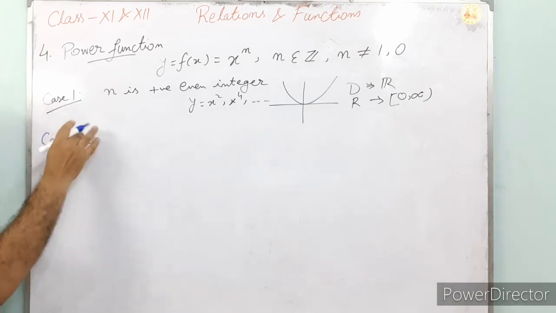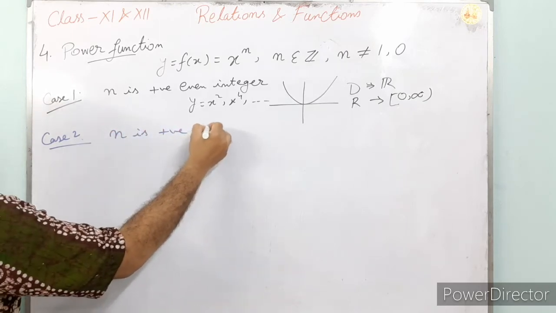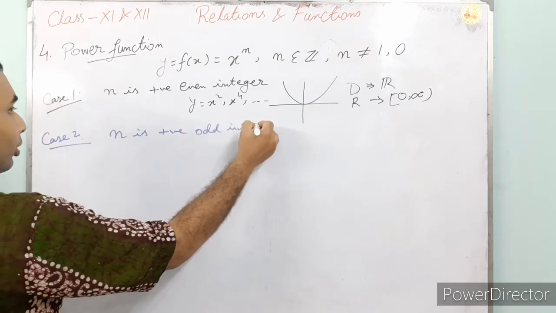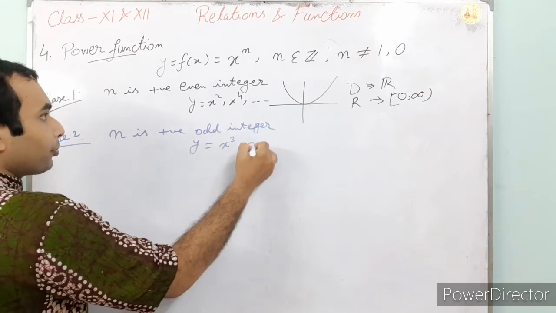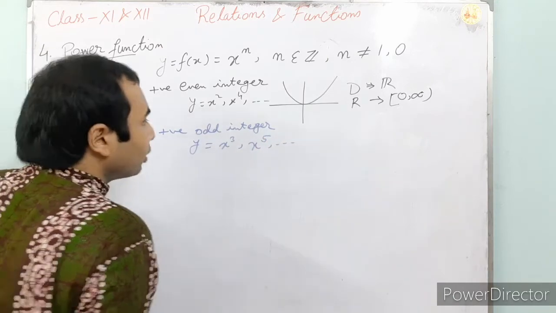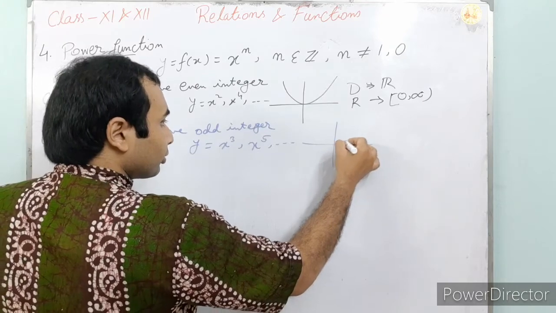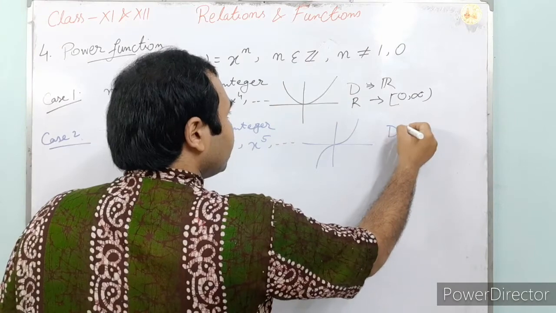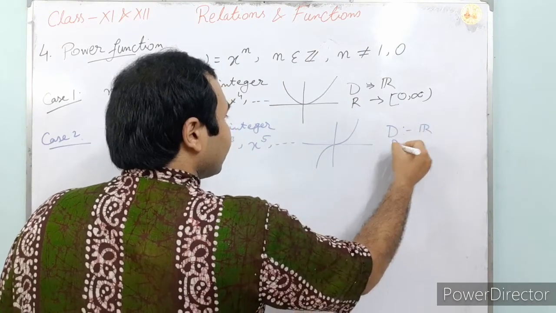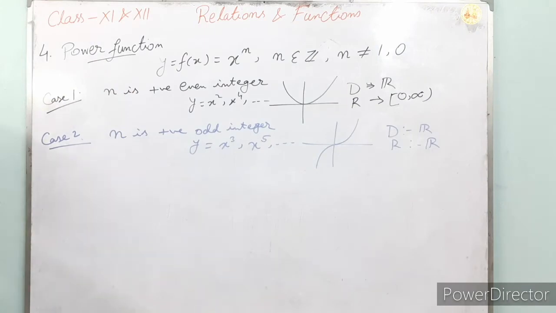Now case 2, n is a positive odd integer. This is the generalization actually. That means y equals x cubed, x to the power 5 and so on. There you have seen the graph looks like this. The domain is the total real number set and the range is also the total real number set. You are well known about this.